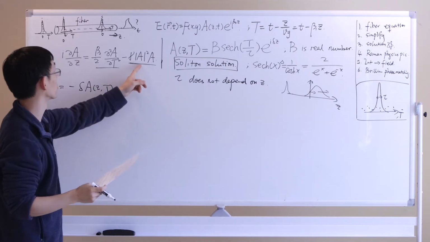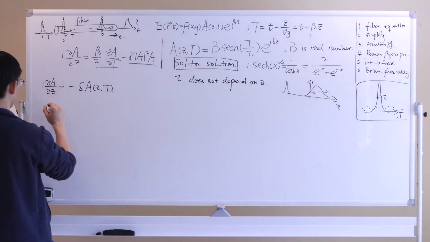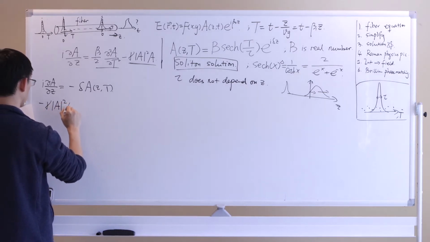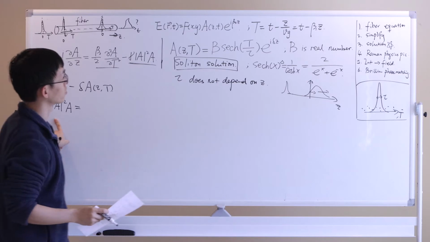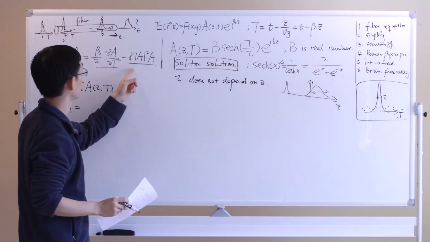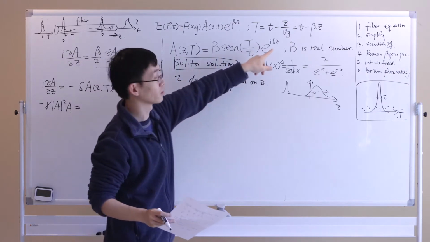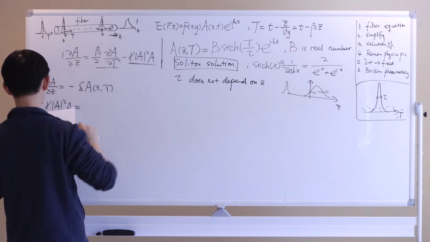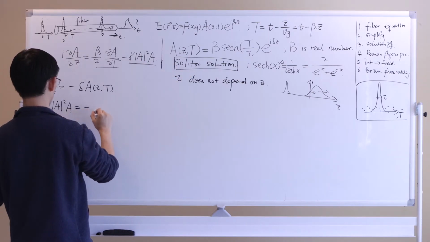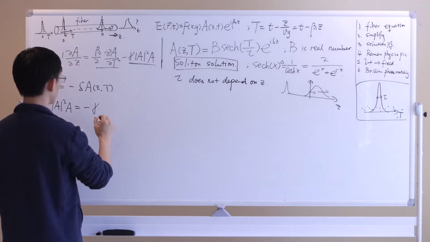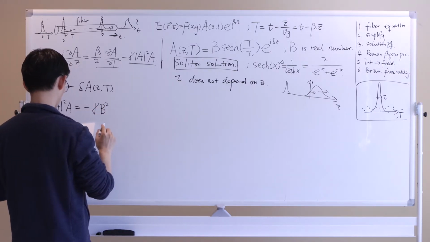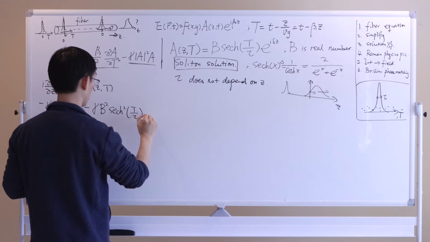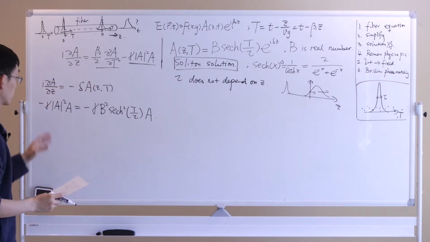And let's look at the last term. The last term is also relatively simple. You have gamma |A|^2 A. You just square all this, and because it's the magnitude squared, the propagation phase term goes away, and we also assume B is real. So this is minus gamma, the coefficient, B squared, sech squared, and then A. This is relatively straightforward.